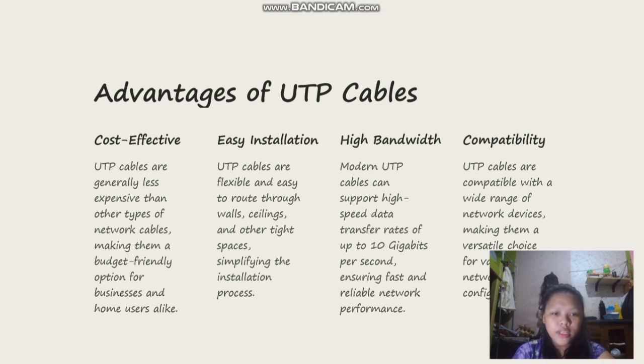UTP cables are flexible and easy to route through walls, ceilings, and other tight spaces, simplifying the installation process. High bandwidth. Modern UTP cables can support high-speed data transfer rates of up to 10 gigabits per second, ensuring fast and reliable network performance. Compatibility.